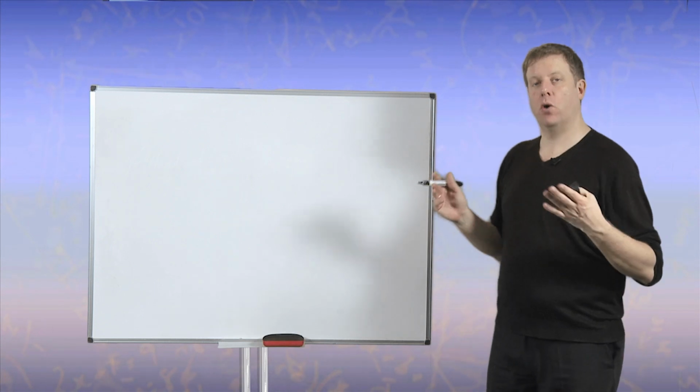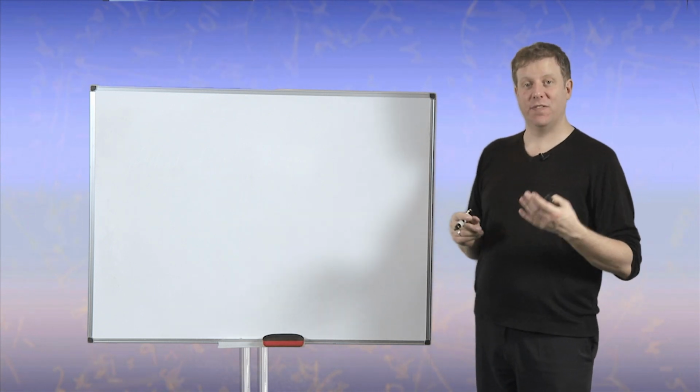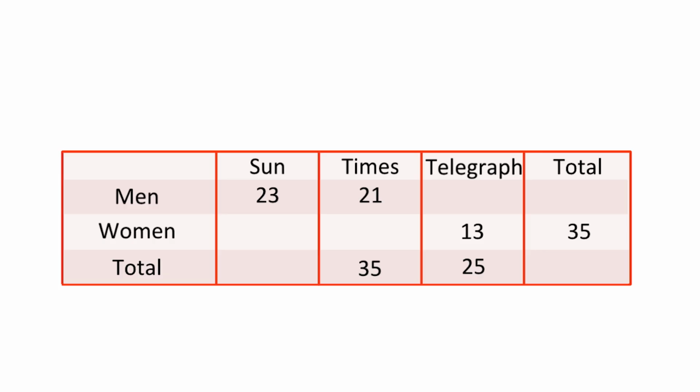Okay, so let's look at one of our two-way tables here that needs some filling in. It tells us here that the following two-way table gives information on the newspapers read by men and women. It wants us to fill in the missing values and then write the probability of selecting a woman who reads the Times newspaper. Now you see they've already given us certain bits of information in the table.